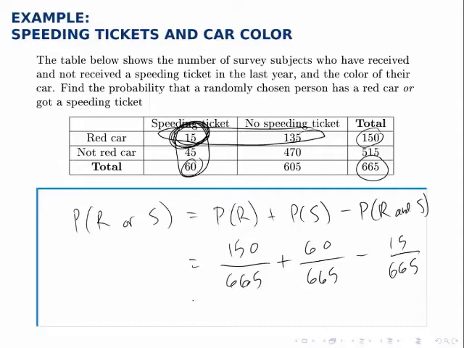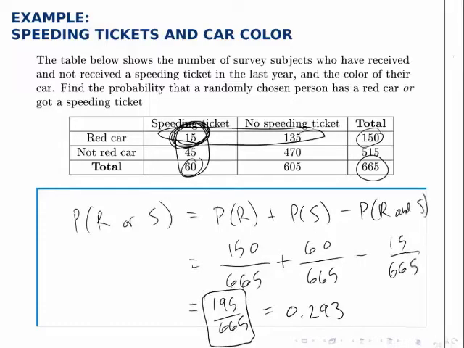Either way, we get to the answer that this probability is 195 out of 665. And if we write that as a decimal, it's approximately 0.293. So close to 30% of the subjects in this survey either had a red car or got a speeding ticket in the last year.